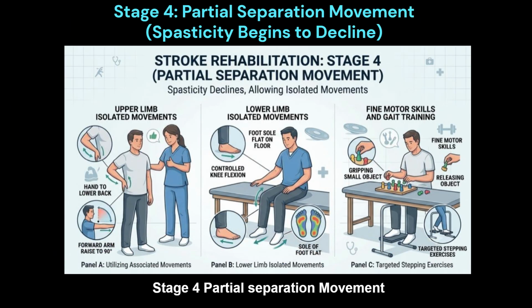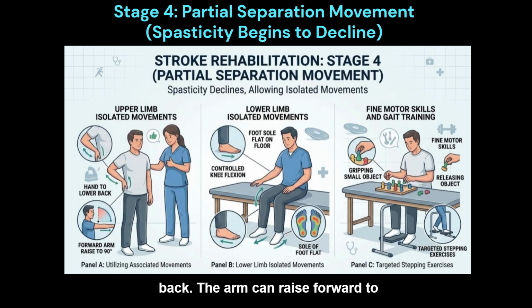Stage 4. Partial separation movement. Spasticity begins to decline. Characteristics. Spasticity starts to ease, allowing the patient to gradually break free from synergy patterns and perform isolated movements, independent movement of individual joints.